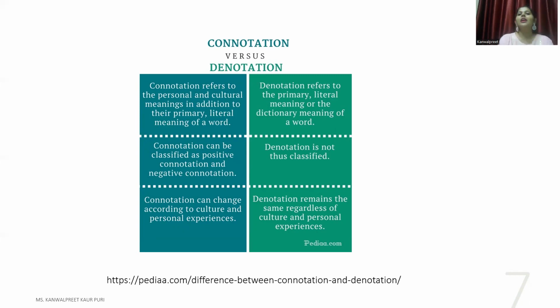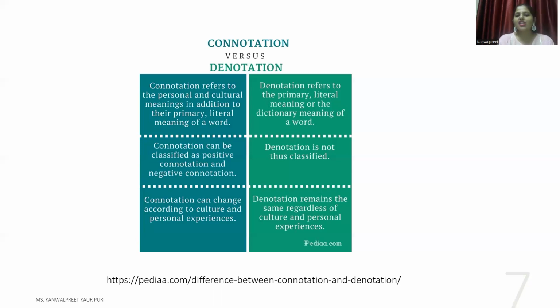Now let's read what is denotation. It refers to the primary literal meaning or the dictionary meaning. So when we're talking about the dictionary meaning, that is called denotation. Connotation can be classified as positive or negative. Now with the help of examples, I'm going to explain this. Denotation is not classified because it is the direct dictionary meaning.